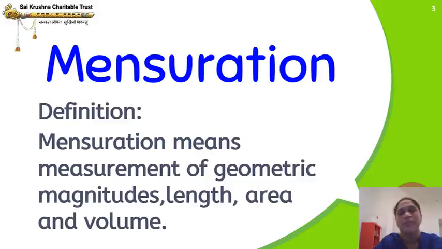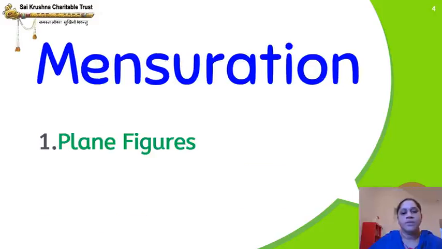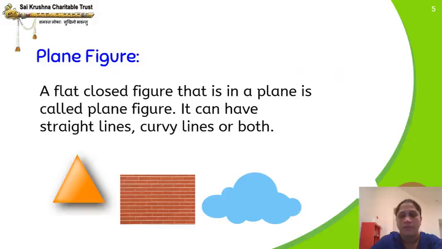So what is mensuration? The definition of mensuration is: mensuration means measurement of geometric magnitudes, length, area and volume. So basically measuring. So first we are going to see plane figures. So let's see what a plane figure is.